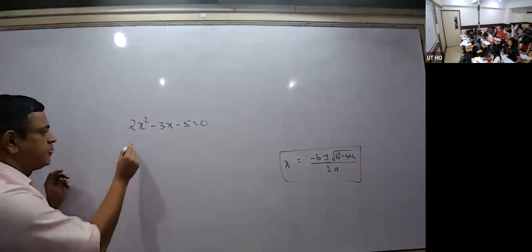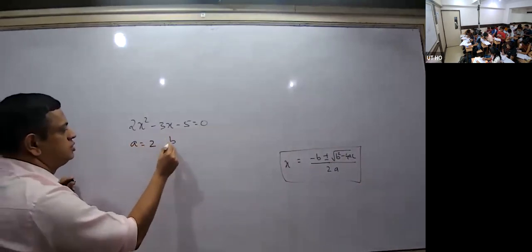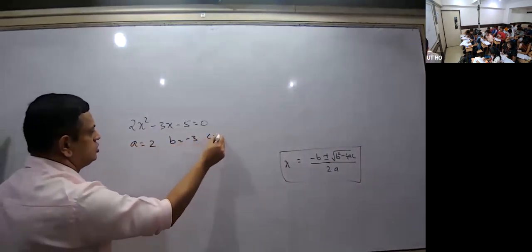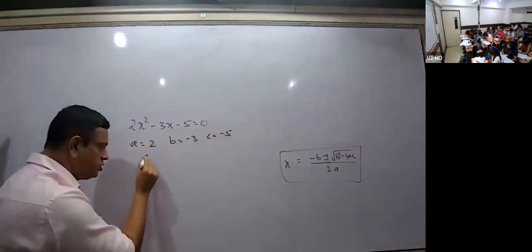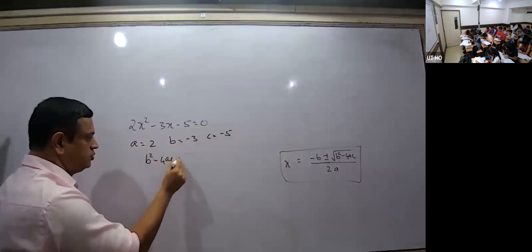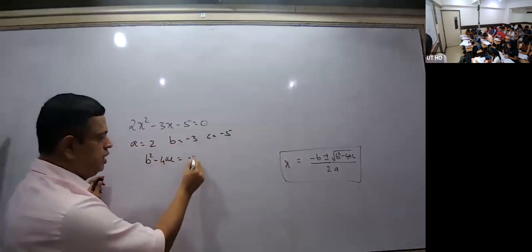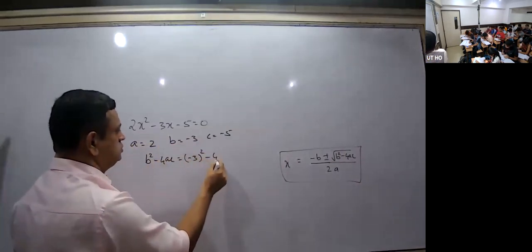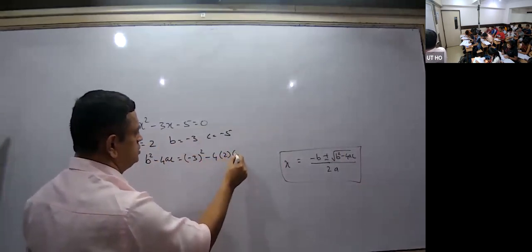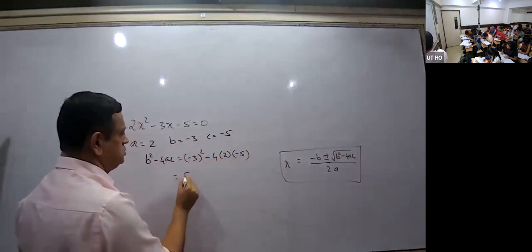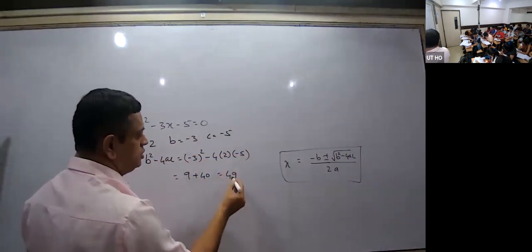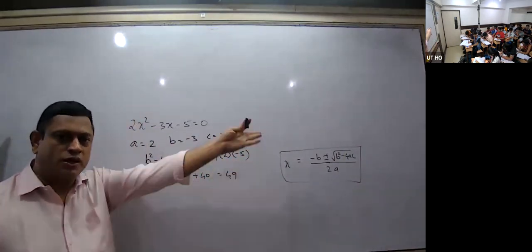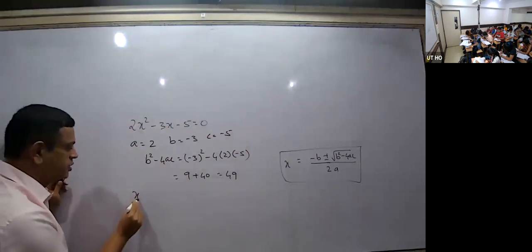What is a? 2. b equal to minus 3. c is equal to minus 5. Then always find the value of b square minus 4ac, that is minus 3 whole square minus 4 times 2 times minus 5. You have to find out this value, then substitute in the formula.